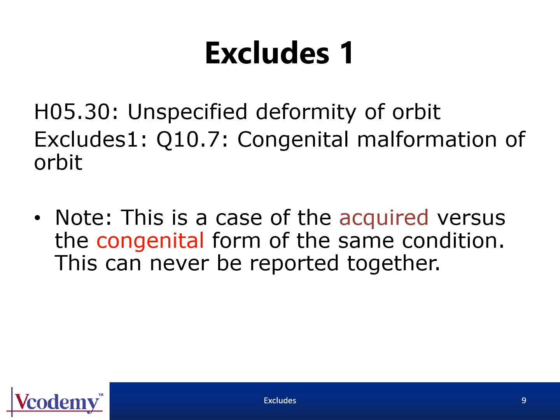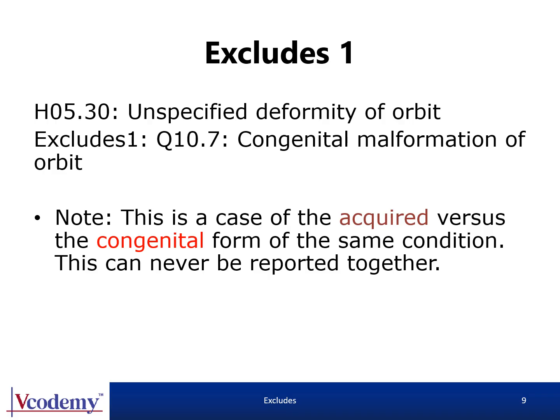Excludes 1 here for H05.30, unspecified deformity of the orbit, that is the eyes. So here the Excludes 1 is Q10.7, which is congenital malformation of the orbit. So here it is unspecified versus congenital. The patient is born with the condition, so that is a congenital condition, whereas here the deformity is not specified well enough. So this is an Excludes 1.